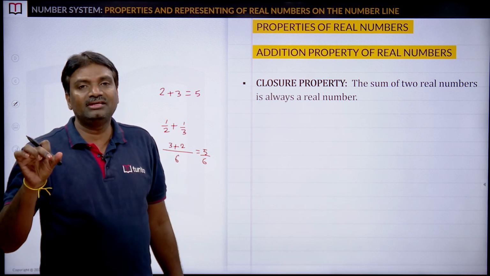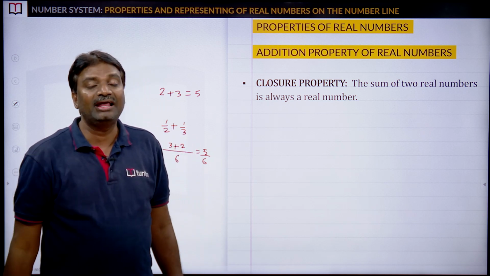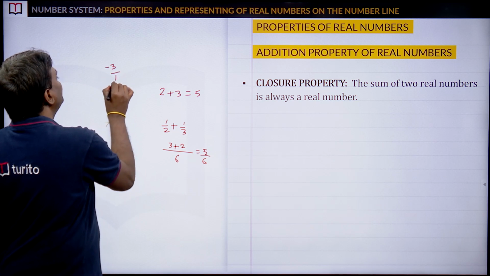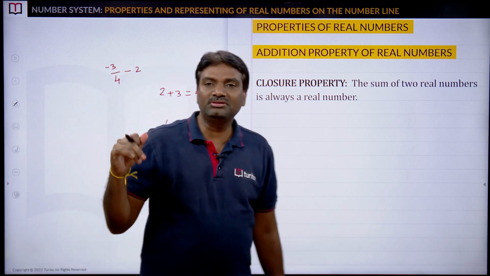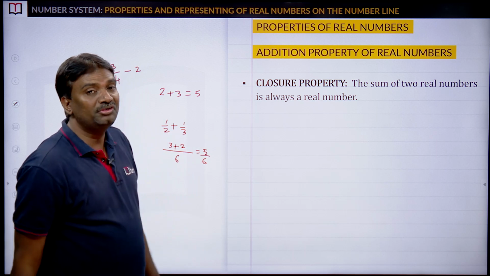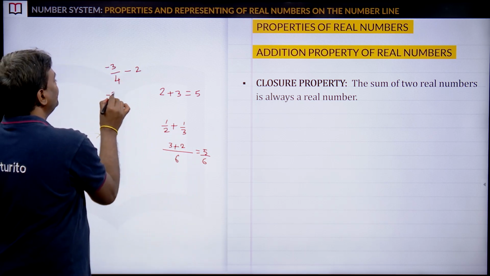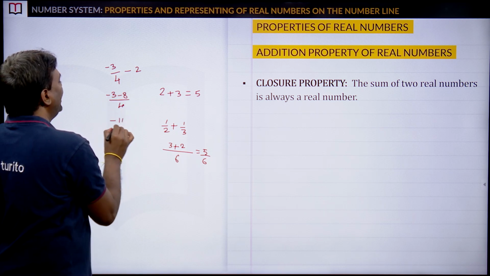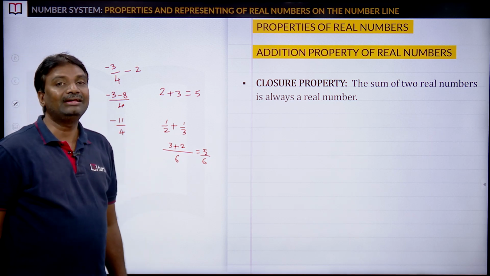It is not necessary to consider the positive numbers only. You may consider negative numbers. So, for example, if you take minus 3 by 4 and minus 2, here we have both negative numbers. Minus 3 by 4 is a negative number, minus 2 is also a negative number. So, by simplifying, minus 2 is minus 8 by 4, and minus 3 by 4 minus 8 by 4, you will get minus 11 by 4. So, it is also a real number.